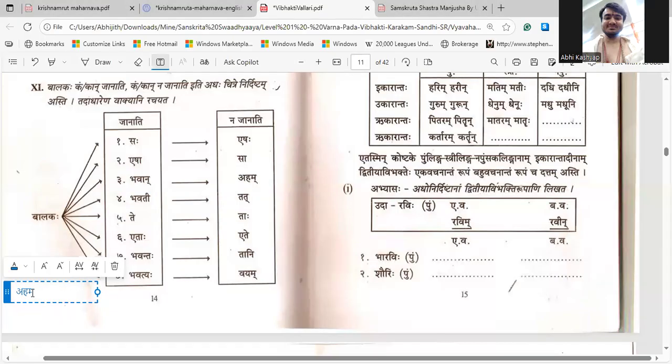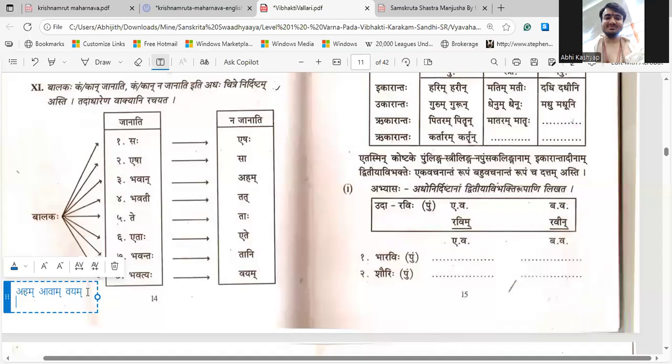For dvivachana, what will it be? It will be avam. For bahuvachana, what will it be? Vayam. So aham, avam, vayam. For one person, it is aham, that is I. Avam, we two. Vayam, we all. Then now we have to understand the Dvitiya Vibhakti forms because we are doing Dvitiya Vibhakti.